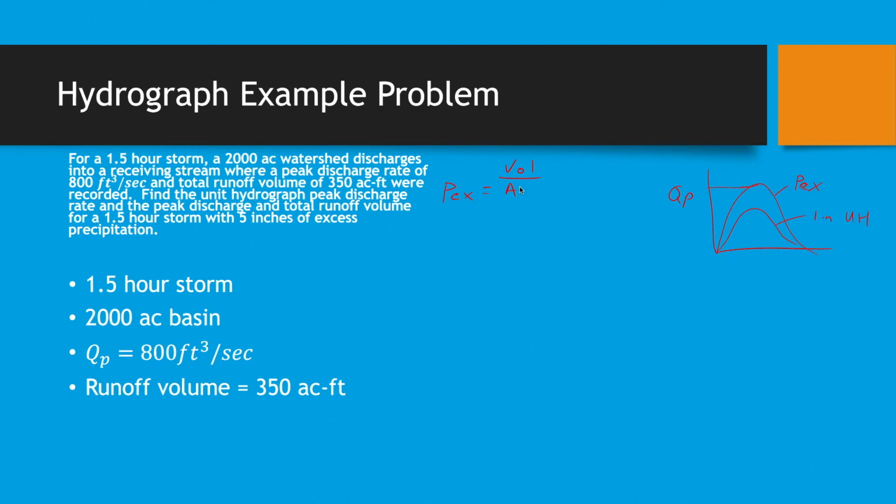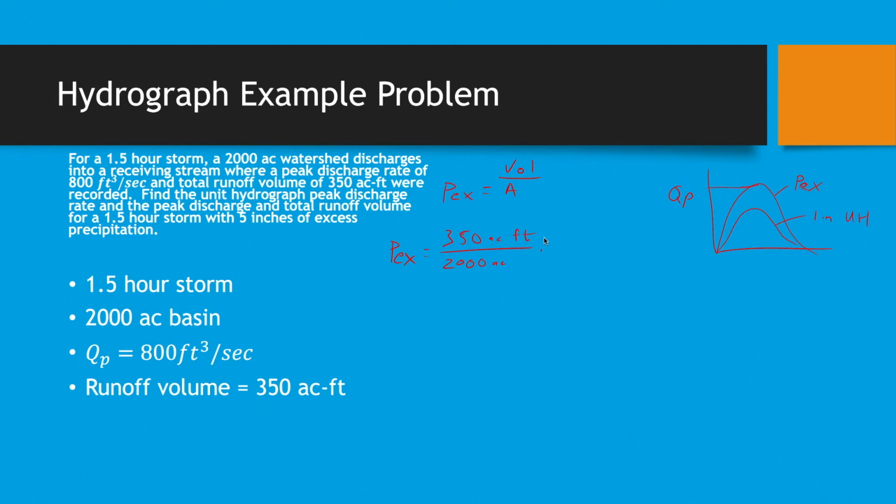These are different terms people use to describe the same thing. They're all a little bit poor of a choice in my opinion, but I'm going to stick with excess precipitation because that's what I'm using, writing it as PEX here. So that would be our 350 acre feet over our 2,000 acres. So units are quite convenient when you have them this way.